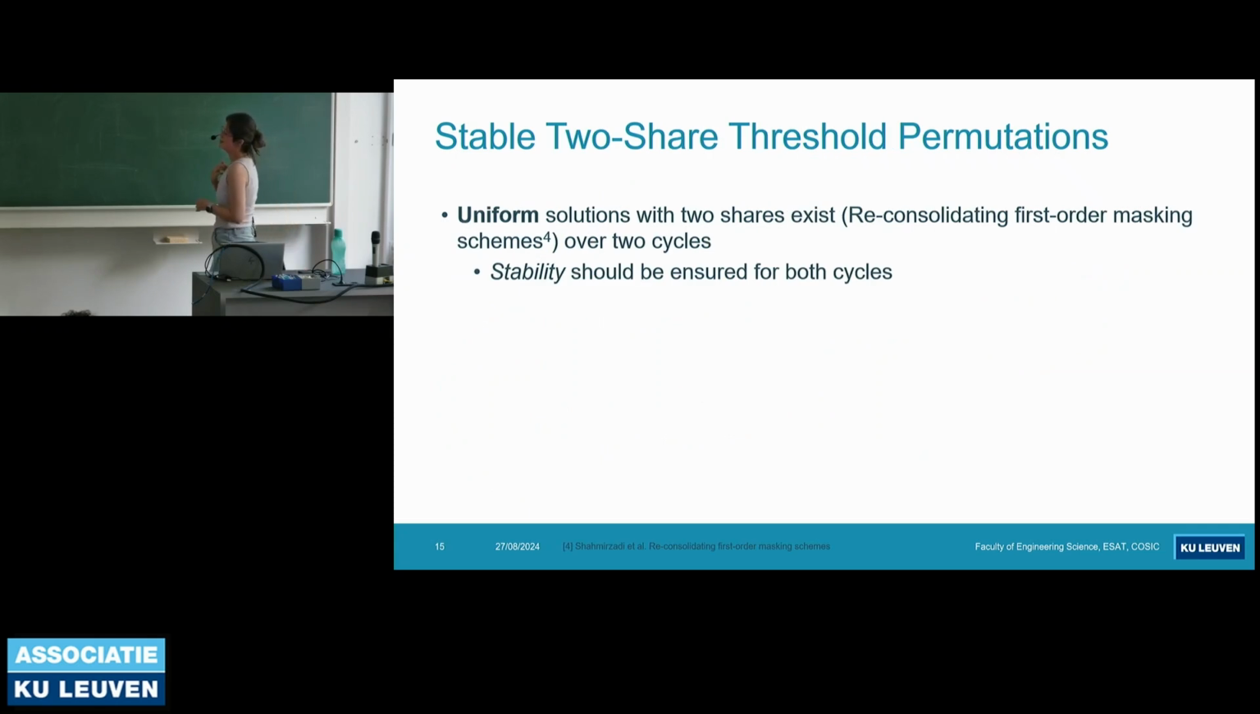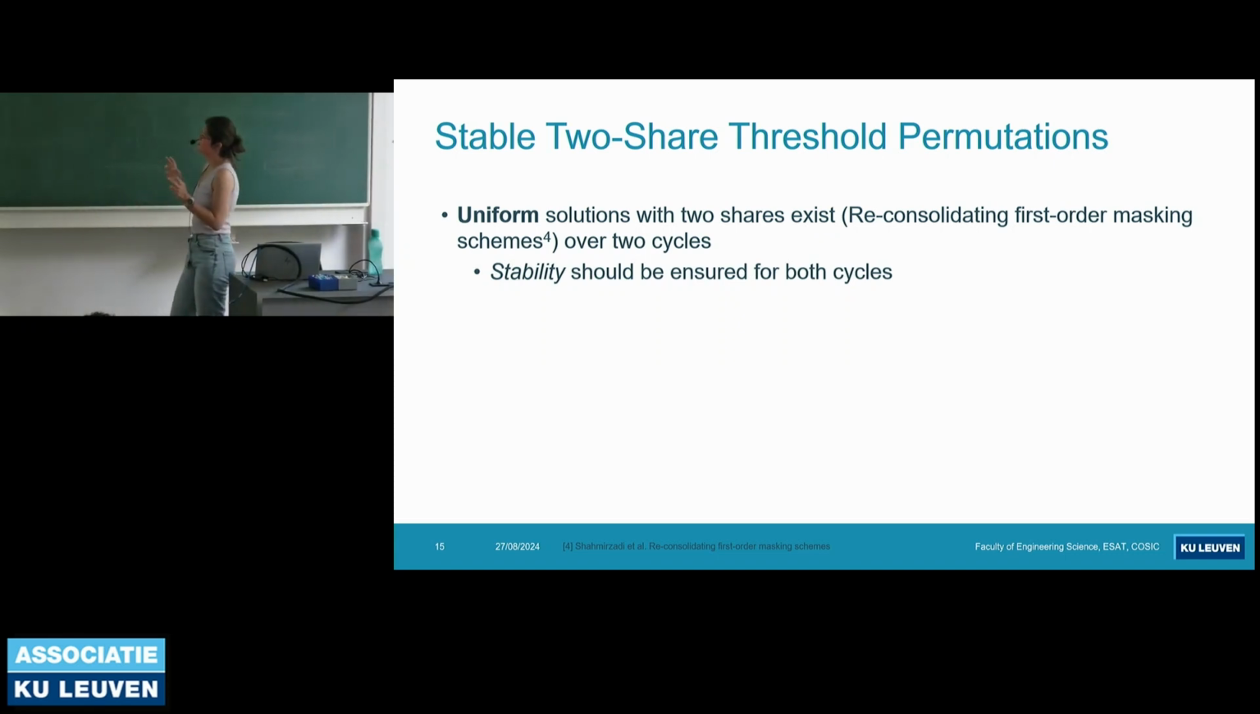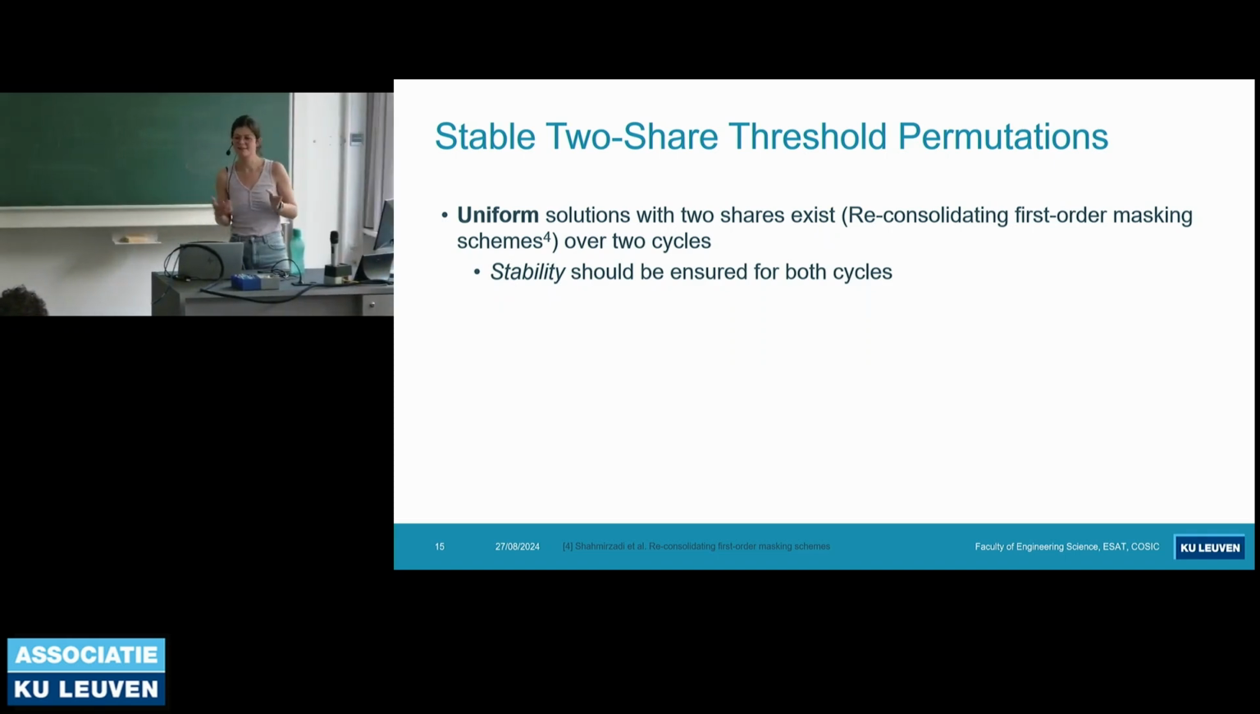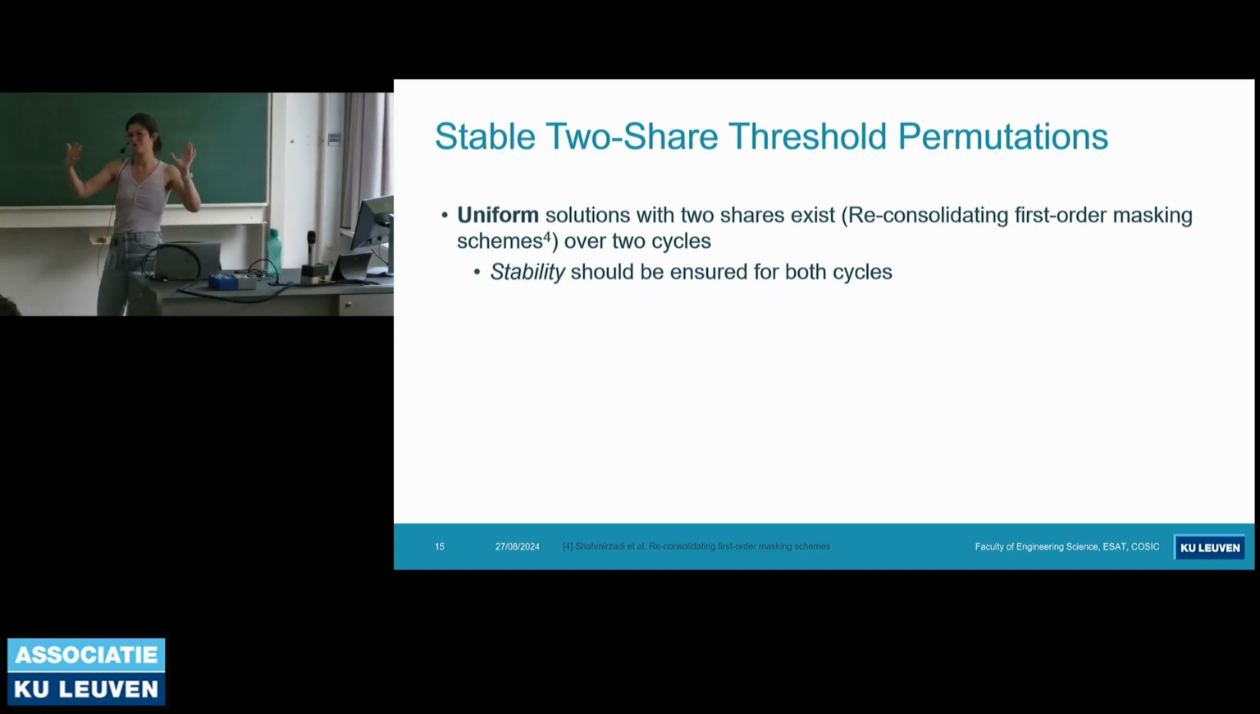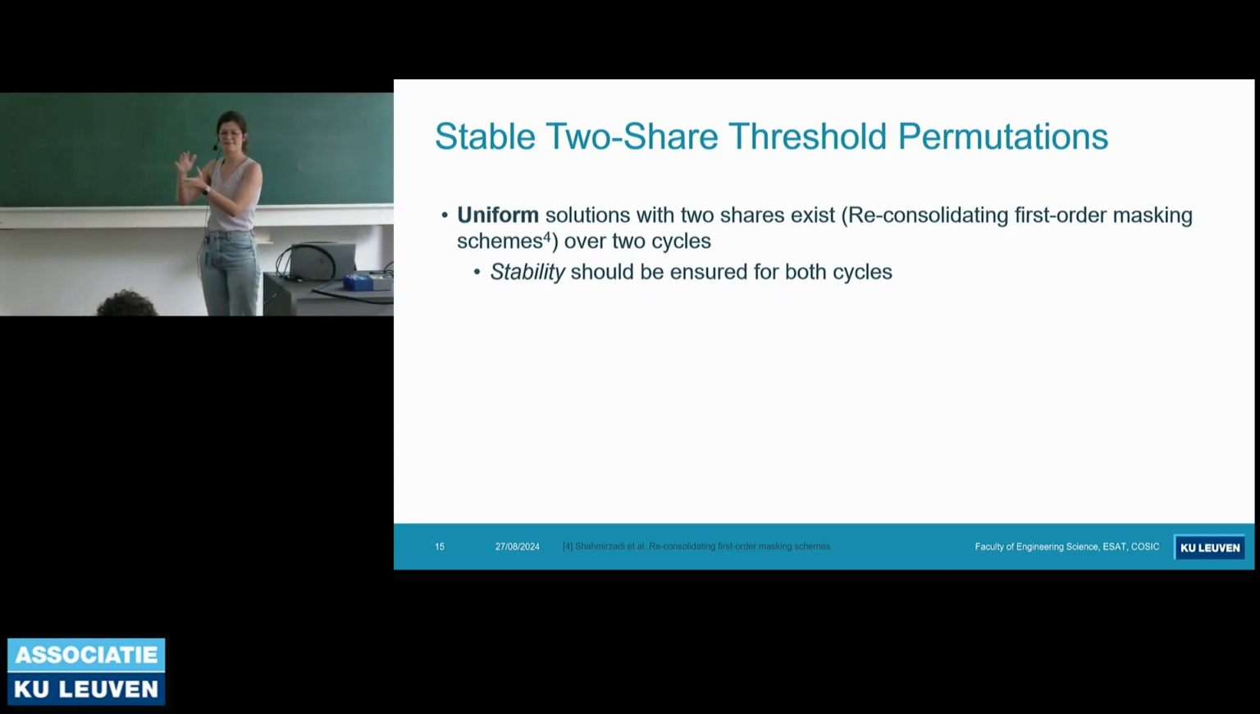So we saw that for T+1 threshold implementations it was quite easy to find stable encodings, but the two-share threshold permutations are not that easy. If we want to work with two shares, we can't really keep the same number of input and output bits. So we need to do some more expansion and then XOR them, which is not stable actually.